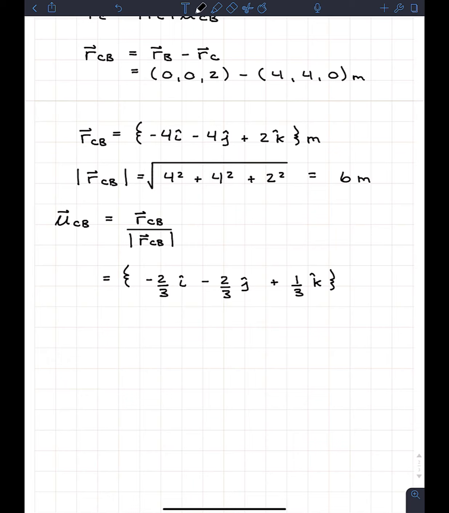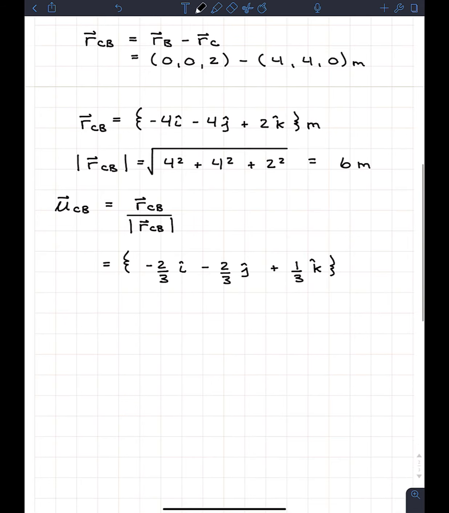And remember, unit vectors do not have units. It makes sense because, take the i component for example, we're dividing meters by meters. The meters cancel, and we just end up with a single number.